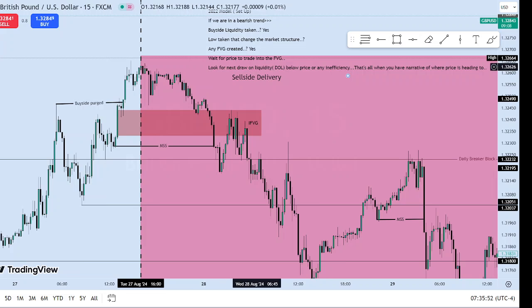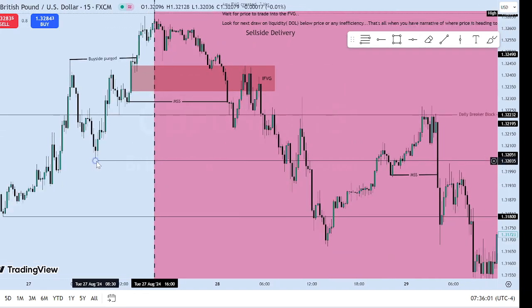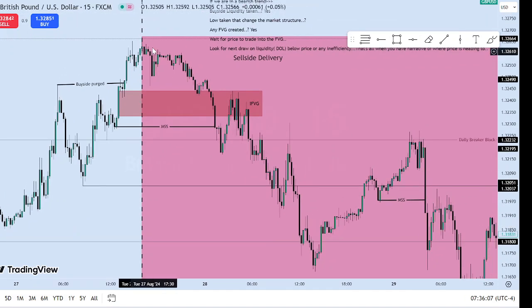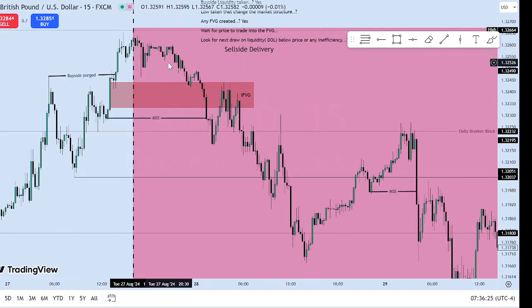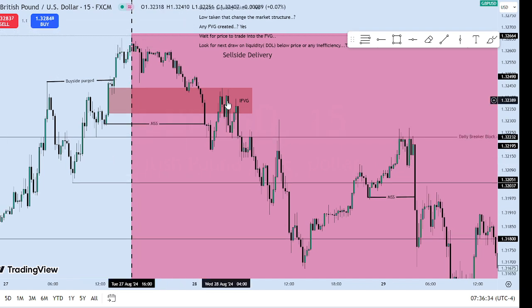Look for the next draw on liquidity. Draw on liquidity, that's the short form. Below price, below all this sell side liquidity, that's draw on liquidity. Above price is something above, below price is under. So you look for the next draw on liquidity below price or any inefficiency. That's when you have a narrative of where price is heading to. We already have a narrative that we are in sell side delivery, so it will be easier to anticipate since we have the narrative of where price is going.